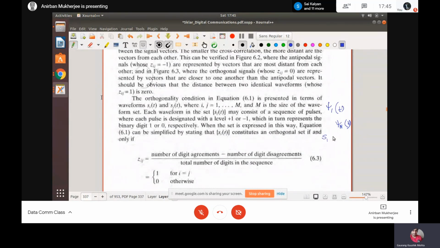If you remember, the waveform set means a matrix of vectors psi 1 to psi n, with rows 1 to M, so it is M cross n. This M is the size of the waveform set, that is s1(t), s2(t), s3(t). Each waveform in the set consists of a sequence of pulses with a level +1 or -1, which in turn represent binary ones.